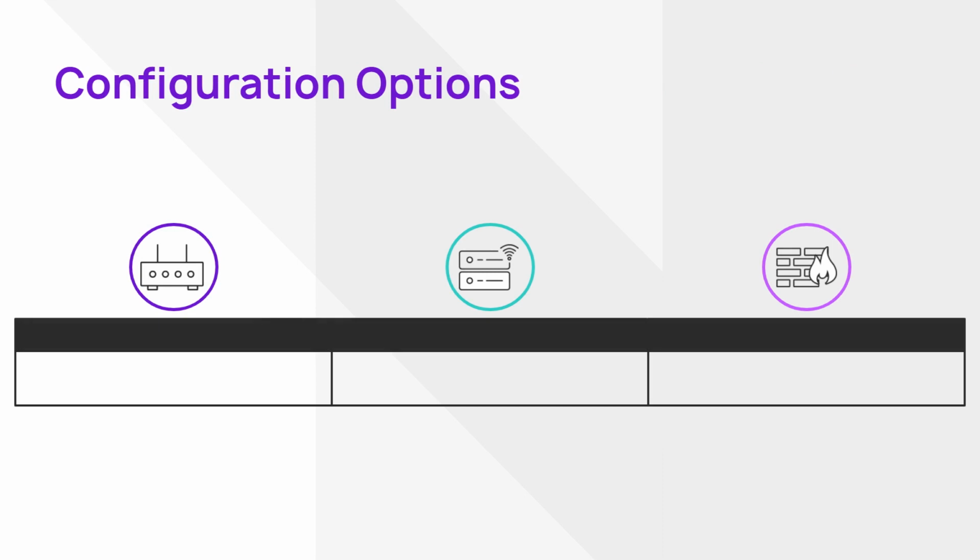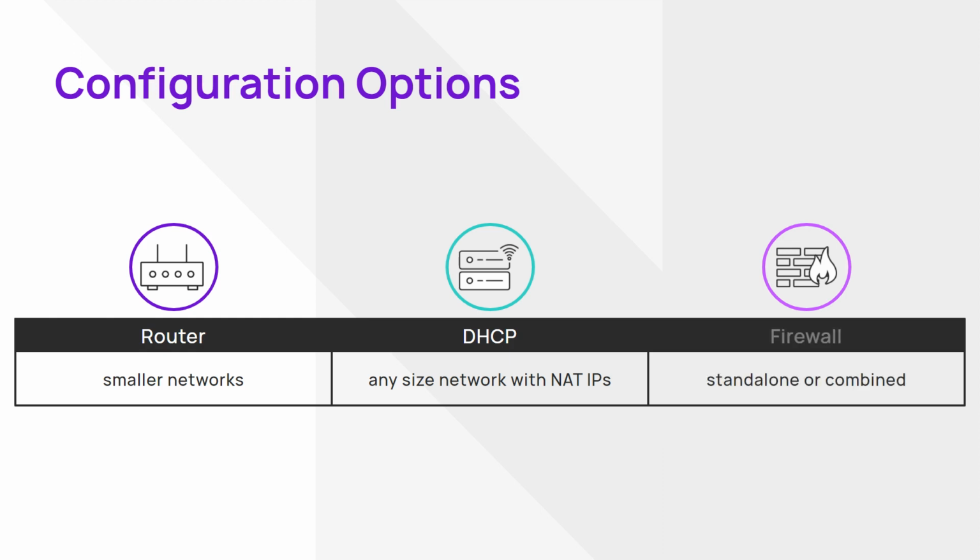There are several options for DNS filter configuration if Active Directory is not in use. Option 1 is to configure DNS filter on a router, which works well for smaller networks. Option 2 is to configure on a DHCP server, which works for any size network and for using with NAT IPs. The third configuration option is on a firewall, which can be used as a standalone to force query traffic, or can be combined with router or DHCP options.